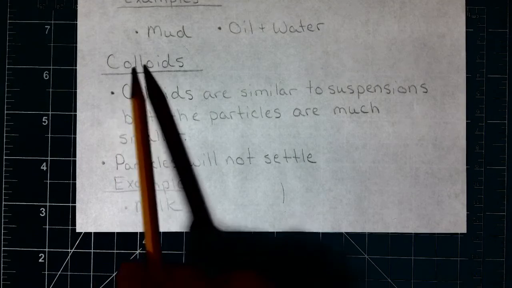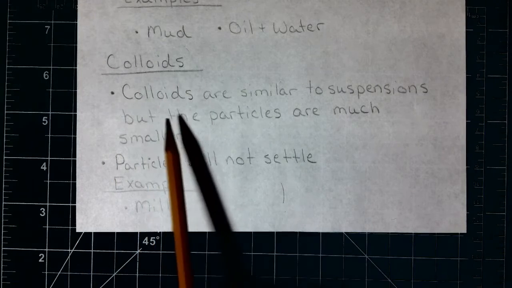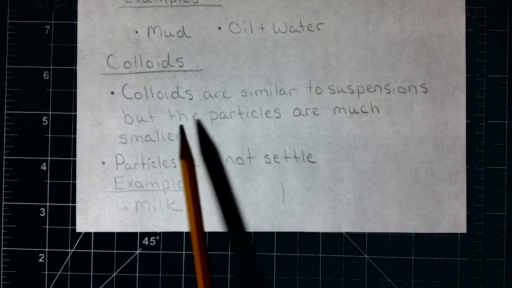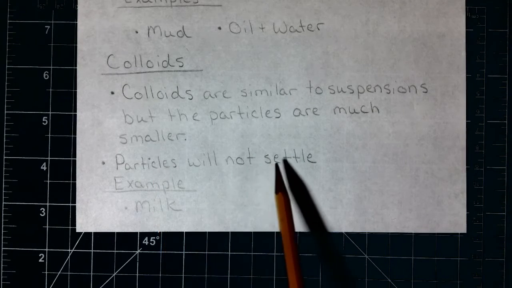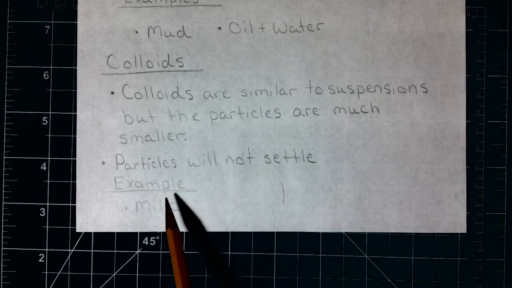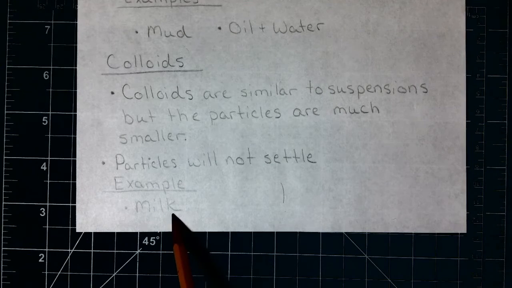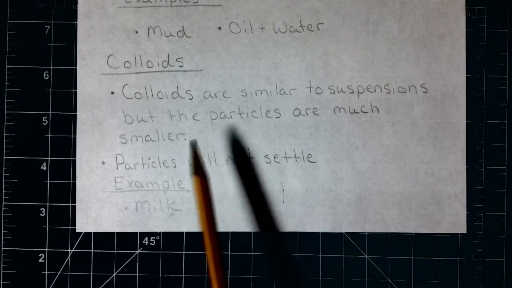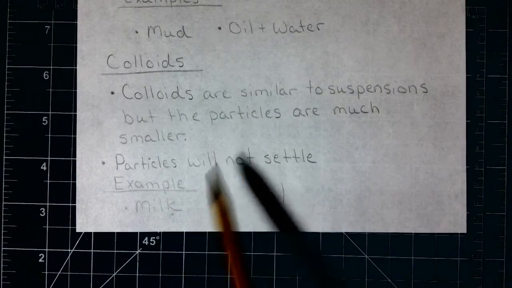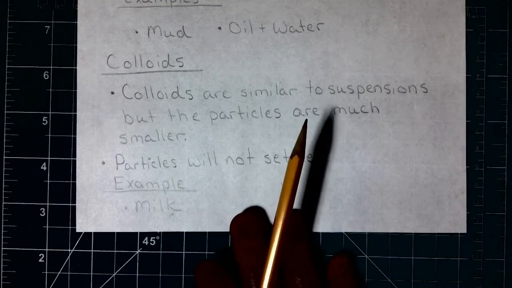The next one would be colloids, and colloids are similar to suspensions, but the particles are much, much smaller, and these particles do not wind up settling out. And so an example of that would be like milk. Milk doesn't tend to separate unless it sours, but that's when there's bacteria and stuff having chemical reactions. But it's not fully dissolved. The fat in the milk is not fully dissolved. It's just permanently suspended inside of the solvent, which is water.